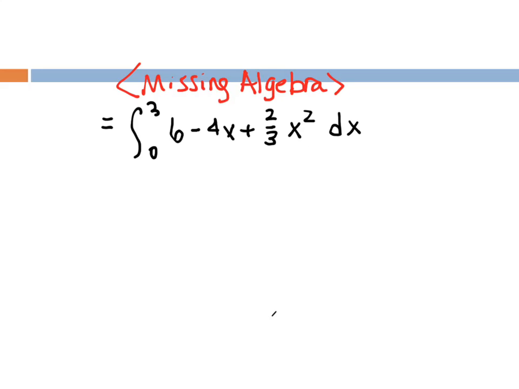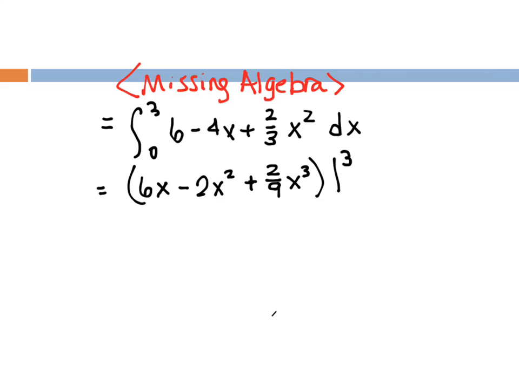Okay, so now we need to integrate again, right? But now with respect to x. So what do I have for my integral with respect to x? Six x. What's next? Minus 2x squared. And then 2/9 x to the third. And then we're going to evaluate all of that at 3 and at 0. And the reality is evaluating that at 0 gives me 0, so I don't have to do much with that.